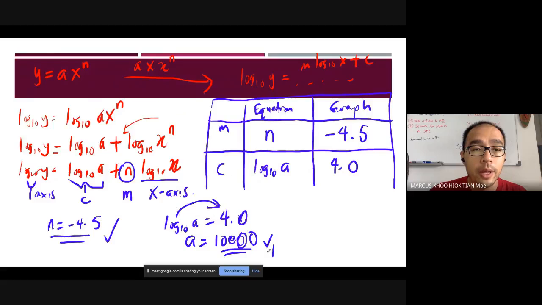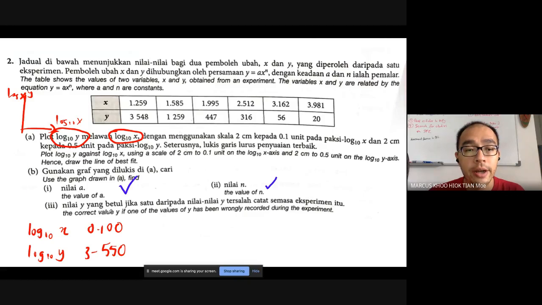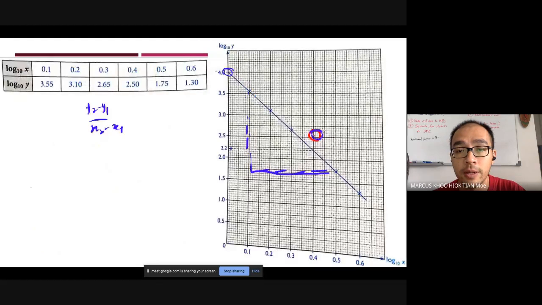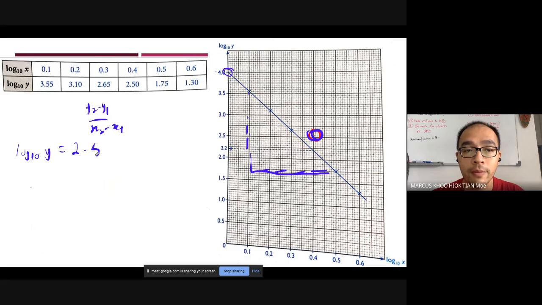Alright, Question 3. The correct value of y if one of the values of y has been wrongly recorded. So it's very obvious lah, ini yang salah record. The one yang salah record is when log 10y equals 2.5. Ini yang salah. This is the wrongly recorded one.